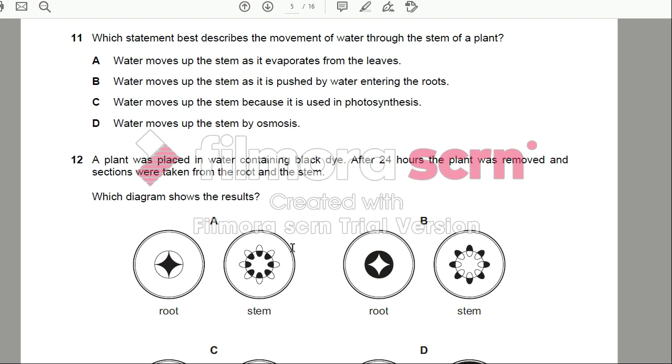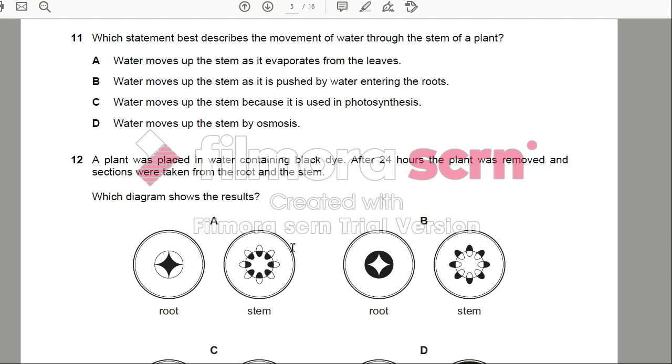So in this question the examiner is going to discuss the movement of water through stem. It means osmosis is not involved. So definitely it will be having a relation with evaporation or transpiration. So we move to the options for our correct answer. In option A, water moves up the stem as it evaporates from the leaves. So definitely evaporation is having a relation with water movement in stem. Anyhow, we'll move to other options.